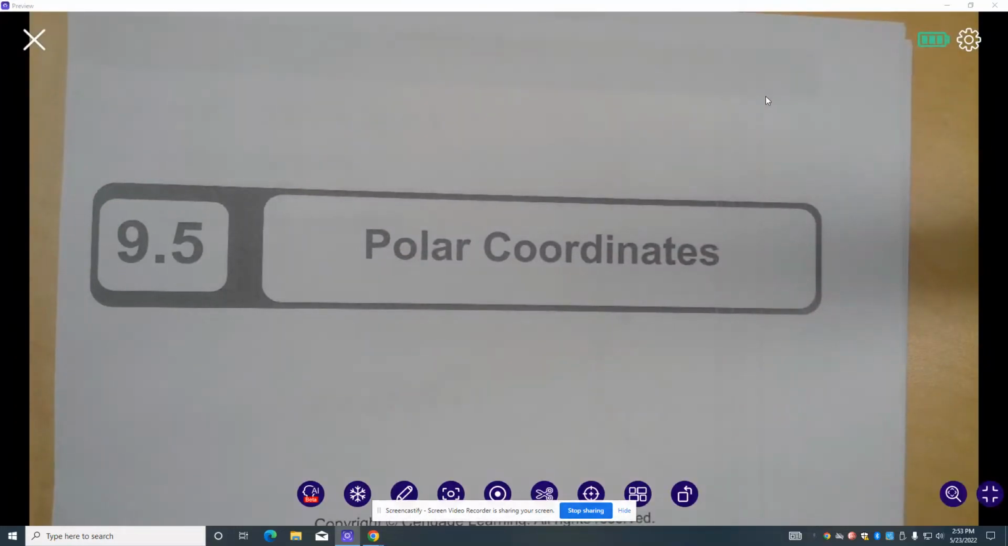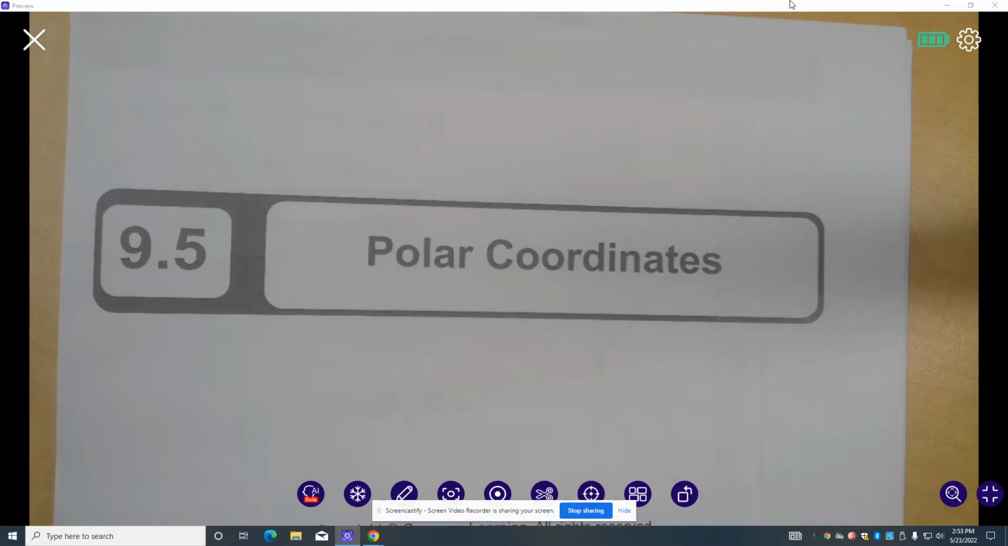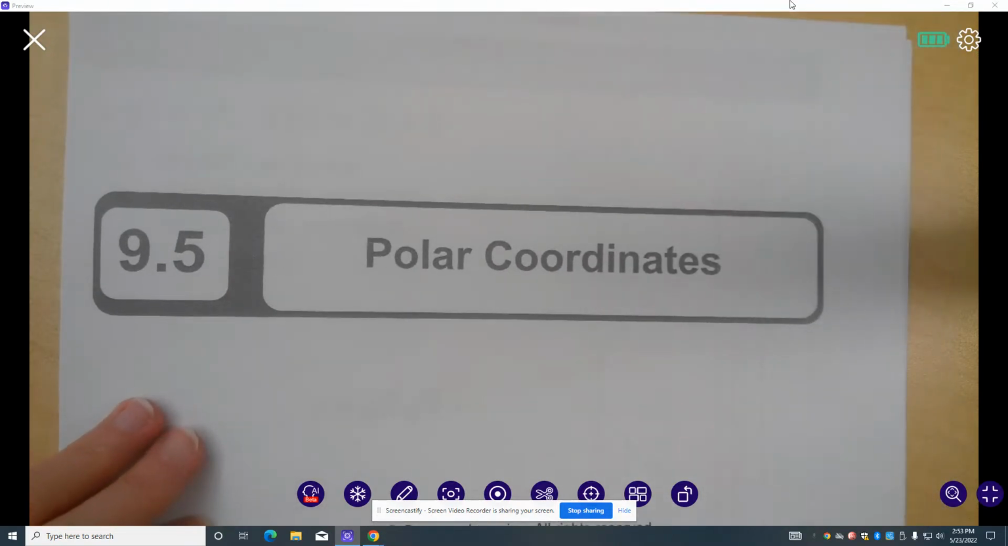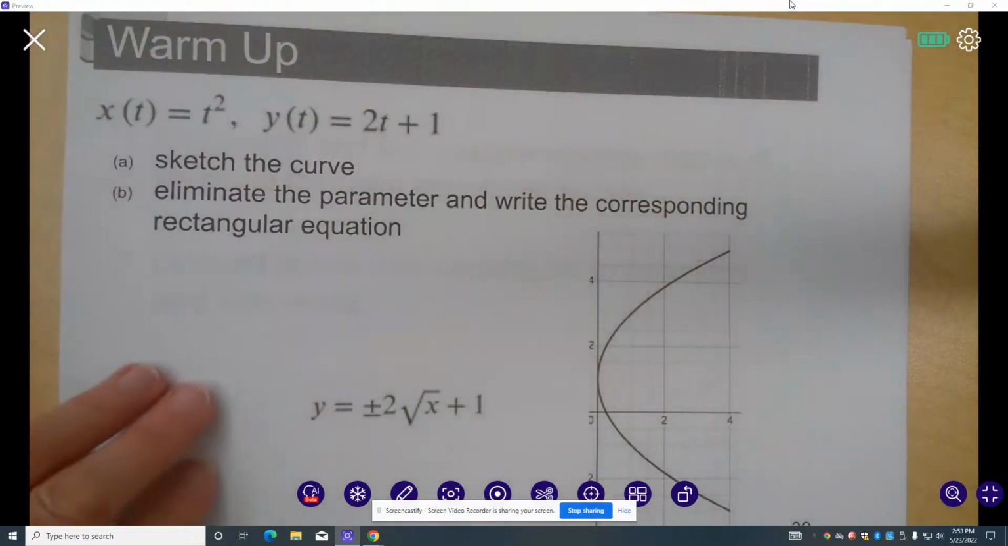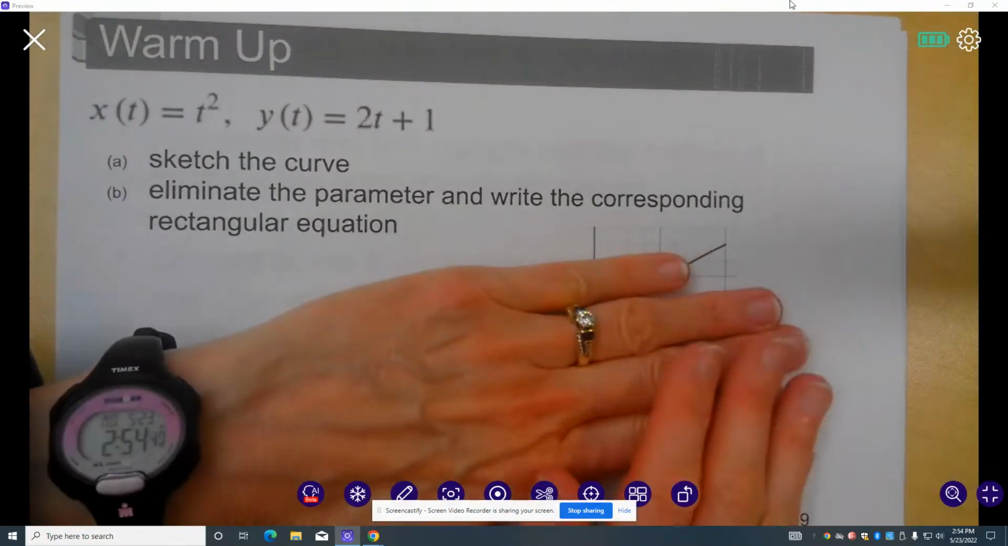This video is for section 9.5, polar coordinates. You will be using the student note packet also for this, for all of the graphs. So polar coordinates is, here's a warm-up.